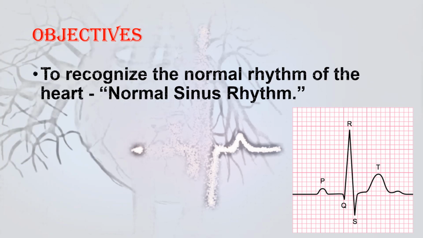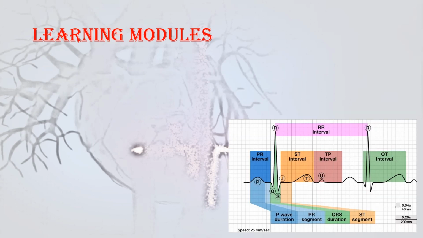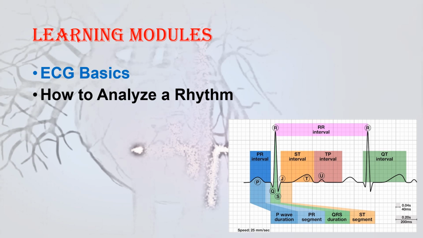The objective of this class is that at the end of the learning, the learner can recognize the normal rhythm of the heart as well as learn how to analyze the normal sinus rhythm. In this section I included ECG basics, how to analyze a rhythm and normal sinus rhythm.